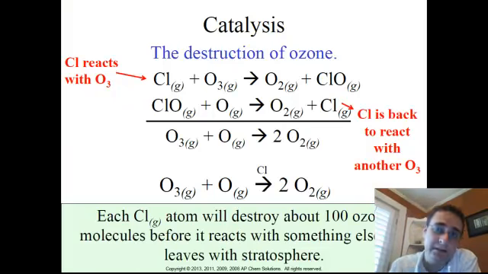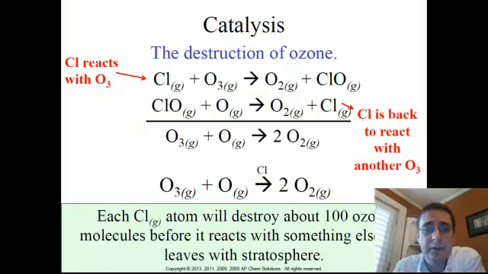You can look at a mechanism and identify a catalyst because it's used in one step and then created again in another step. And so when you write the overall equation, it's not part of the overall equation. Overall, it's not used whatsoever. So that's a catalyst.